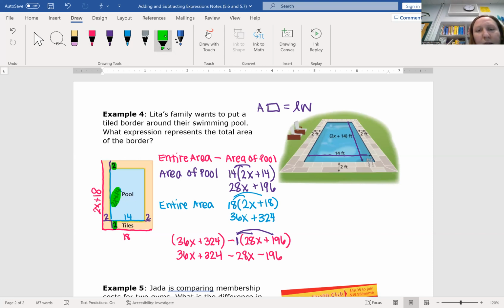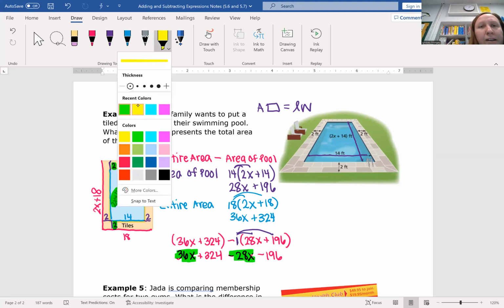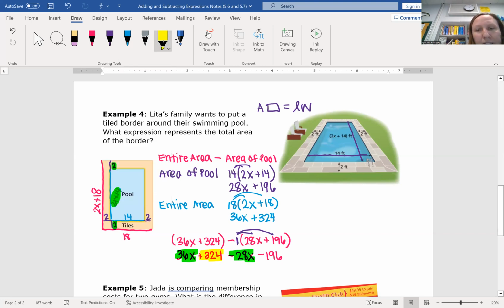And now I can put my x's together and I can combine my constants together. And 36x minus 28x is 8x. And 324 minus 196 is plus 128. So the area is 8x plus 128 feet squared.